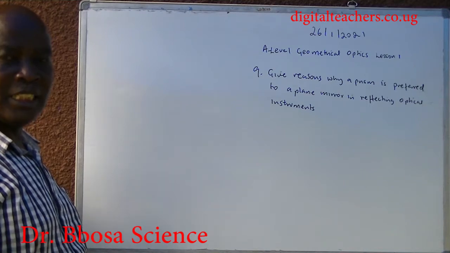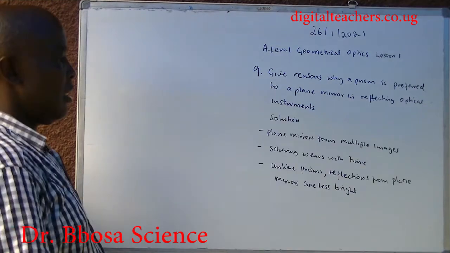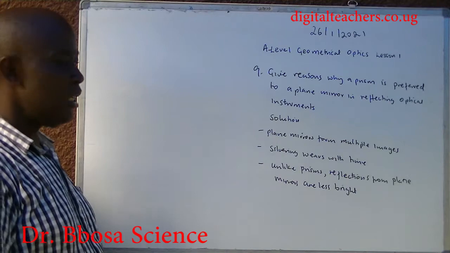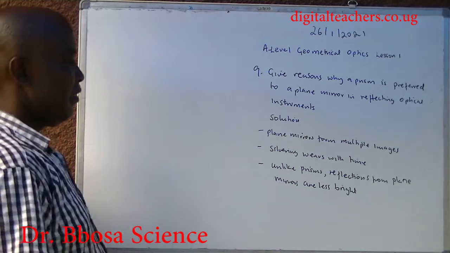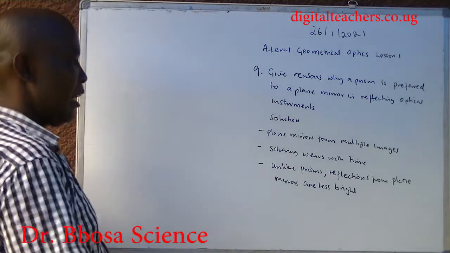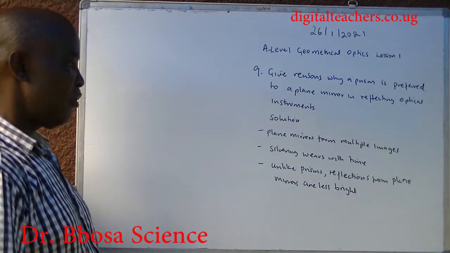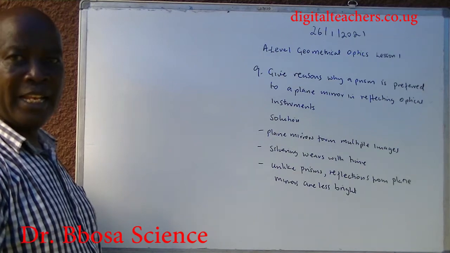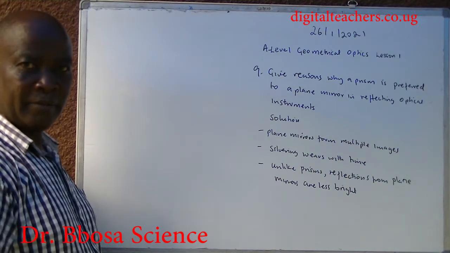Number 9. Give reasons why a prism is preferred to a plane mirror in reflecting optical instruments. You can pause and answer. Plane mirrors form multiple images. Silvering wears with time. Unlike prisms, reflections from plane mirrors are less bright.